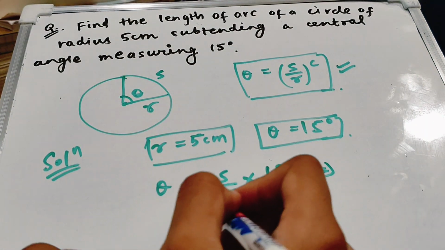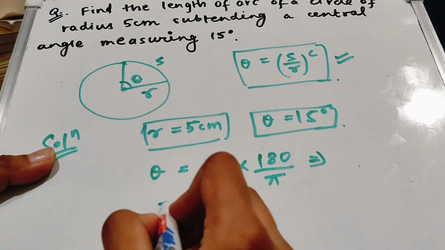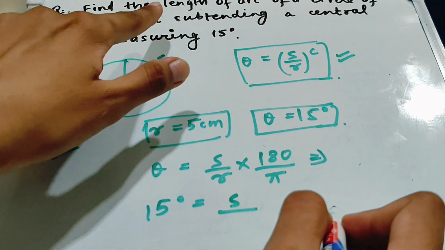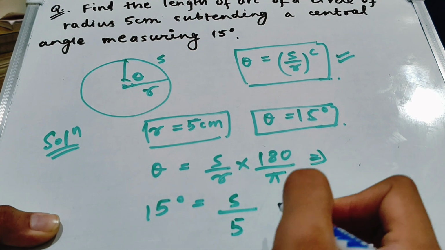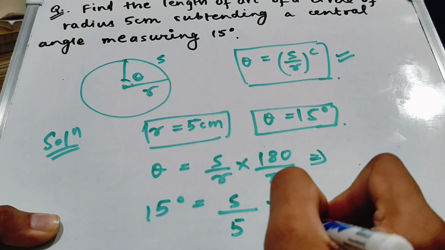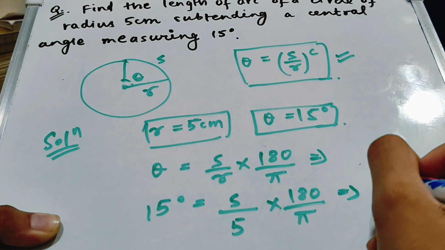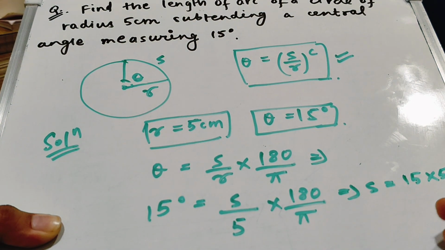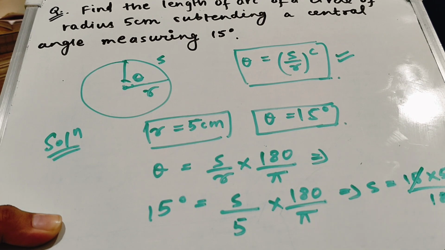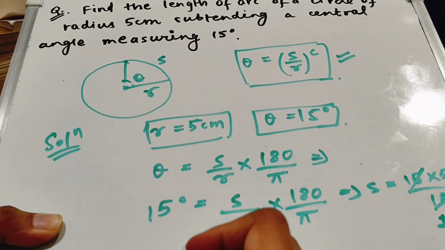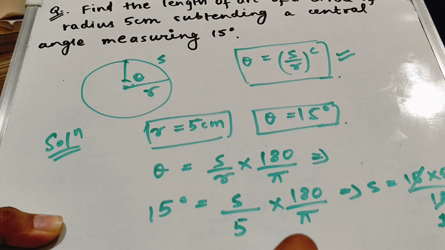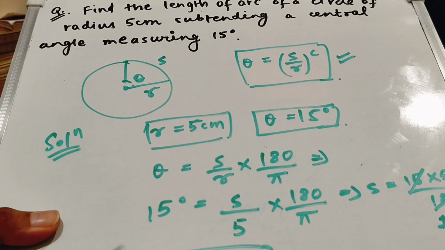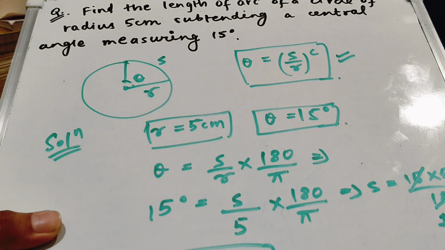Now I can substitute its value, which implies that 15 degree is s, the length of arc which we have to find, upon r, the radius 5, which is given, into 180 by pi, which implies that s, the value of s is 15 into 5 into pi by 180. So we will simply cancel this. So s is 5 pi by 12. That is the length of the arc, 5 pi by 12 centimeter, right? Easy.